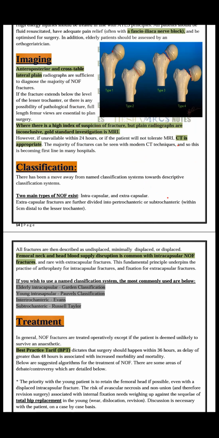Imaging: you will go for imaging by X-ray, anteroposterior and lateral of the hip joint. Take care. Once you have a high suspicion of fracture and the X-rays are normal, what's your next step? MRI. But if you have missed the first 24 hours, or your patient is contraindicated for MRI, for example has claustrophobia, then you can go for CT. So when to go for CT? Once MRI is unavailable or once I have missed the first 24 hours.